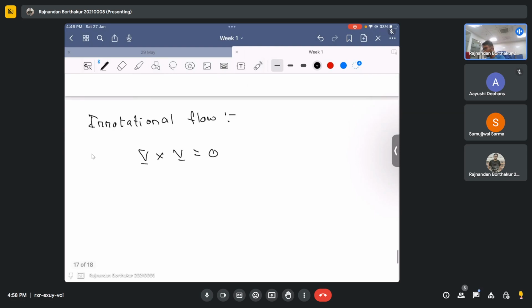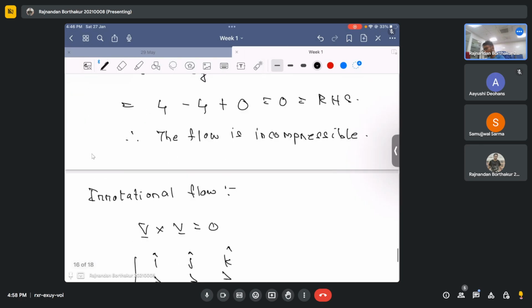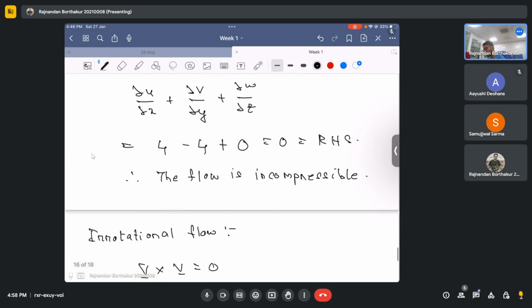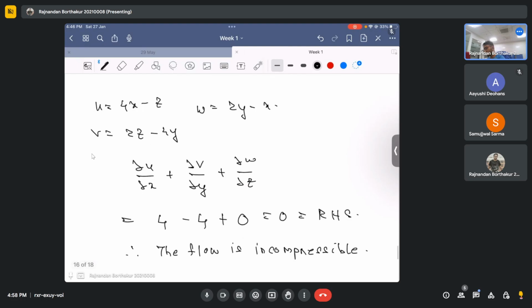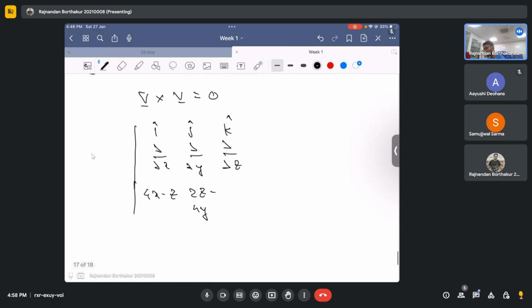So if you now evaluate the curl, how do you evaluate the curl? It is basically the cross product with i cap, j cap, k cap. For del, it would be just del del x, del del y, and del del z. And for v, it would be these terms. The x component is 4x minus z, the y component is 2z minus 4y, and the z component is 2y minus 4x. So you just evaluate this.